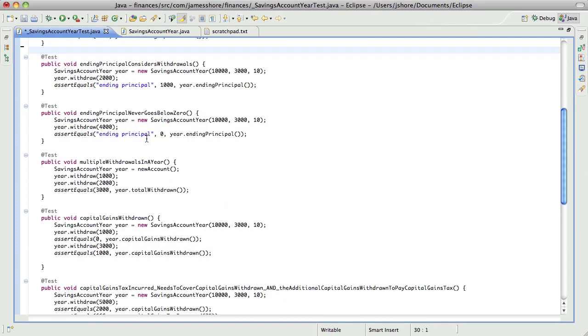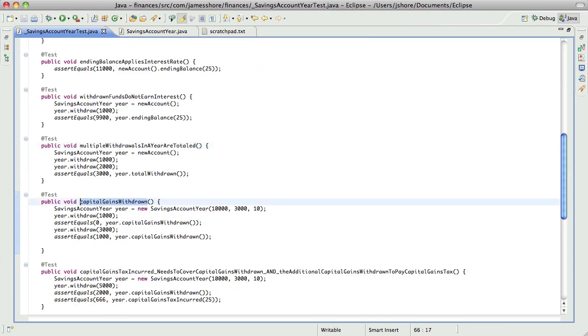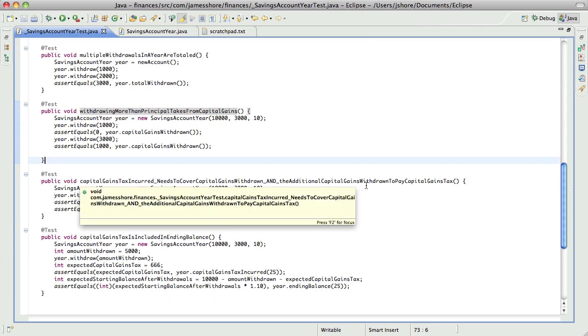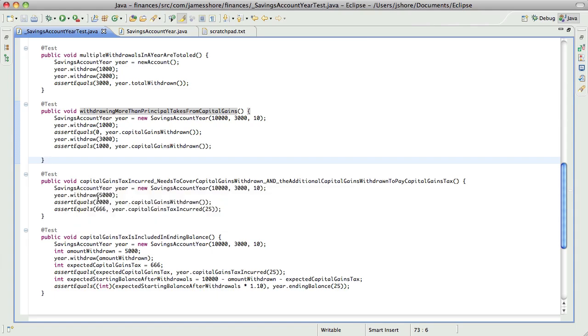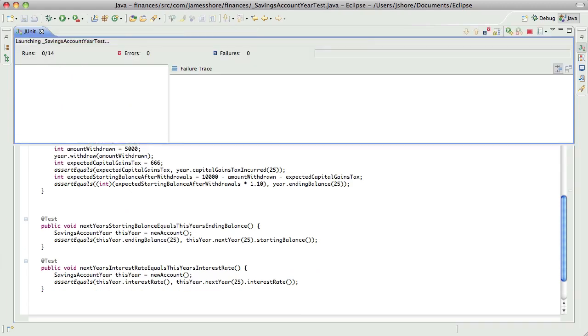So I'm trying to put this so it tells a story, is what I'm trying to do here. Ending principal goes to 0, ending balance by interest rate, withdrawn funds do not earn interest. Multiple withdrawals a year are total capital gains. See, withdrawing more than principal takes from capital gains. Capital gains tax incurred: these are capital gains withdrawn, and additional capital gains withdrawn to pay the tax. And capital gains tax is included in the balance. There. That's all pretty clean.